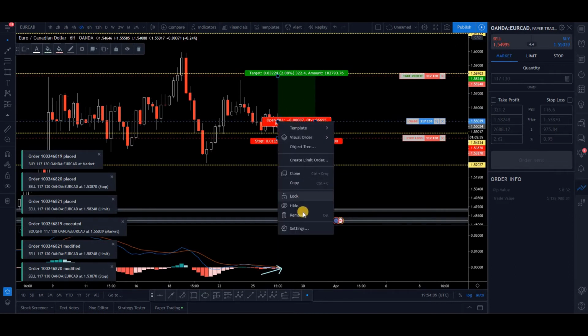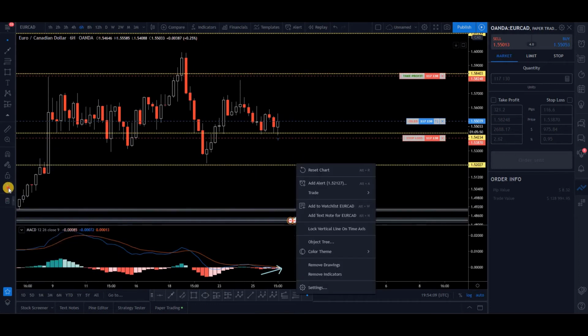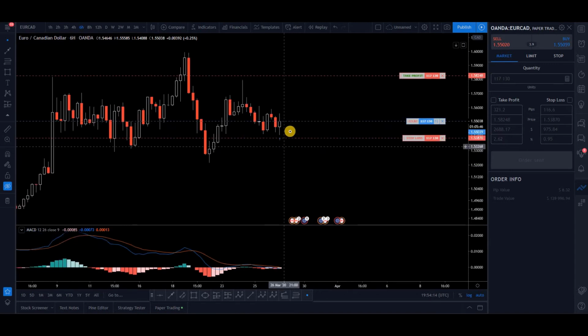Let's just come out of this so you can see how that lines up, and let's get rid of some of these. In fact, let's just get rid of those there. So there you go. What we're hoping for is a hop, skip and a jump up to this level here, which will give us some nice profit and also a good risk reward. So I'll keep you informed, guys.